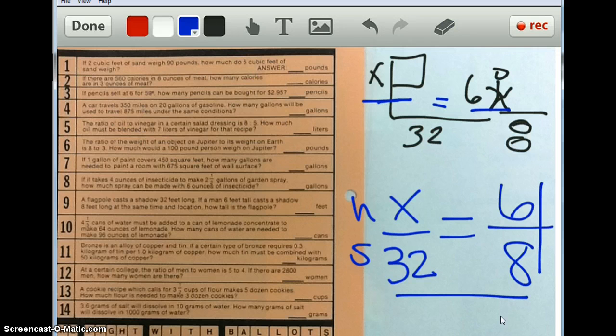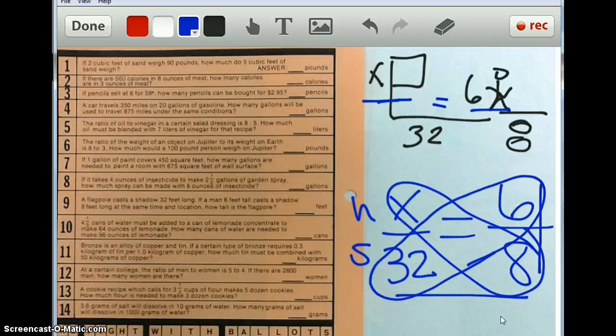All right, so then what do you do now? Yeah, pause it if you need to, or just quick go through. I'm going to multiply these two out. So my cross products, and then these two, which means really the 8. I do 6 times 32 divided by 8. Then see what you get for that.